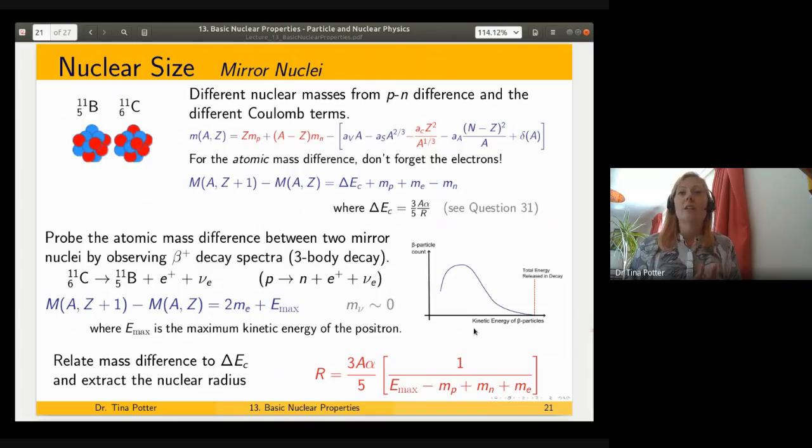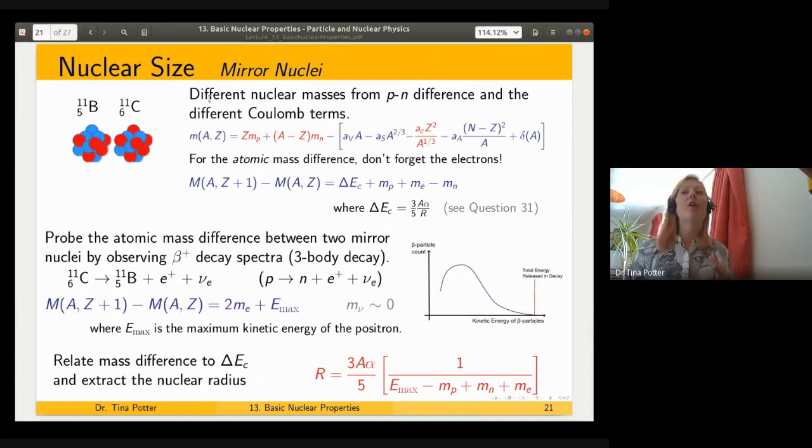And finally, I'd like to talk about mirror nuclei. So this is where you have the same number of nucleons, so protons plus neutrons, but differing numbers of protons and neutrons. So take boron 11 versus carbon 11. Boron has 5 protons and 6 neutrons, whereas carbon has 6 protons and 5 neutrons.